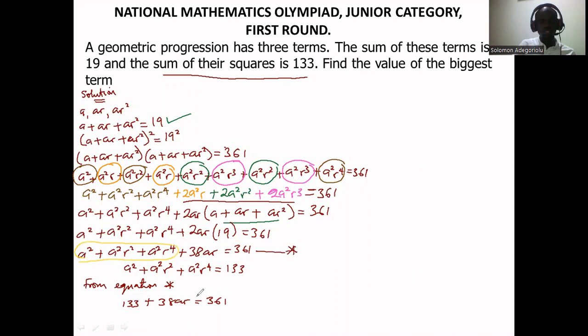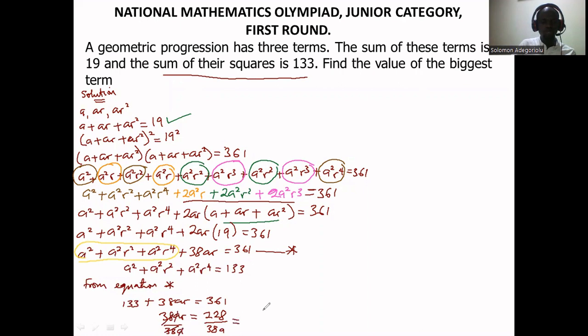And the result will give us 228. So here we have 38AR is equal to 228. And we divide both sides by the coefficient of R, which is 38A. Here is 38A, and here is also 38A. 38 will cancel 38, A will cancel A.